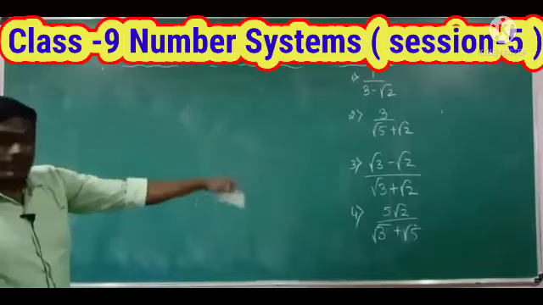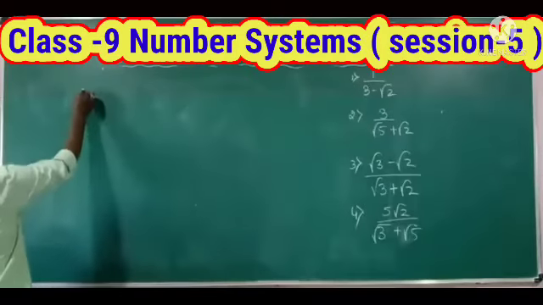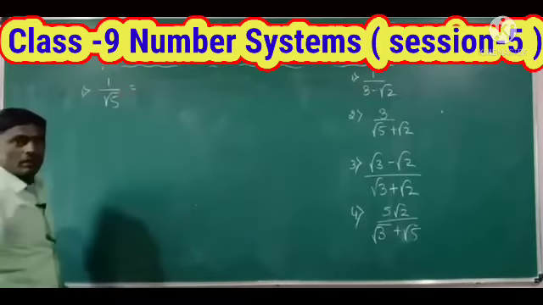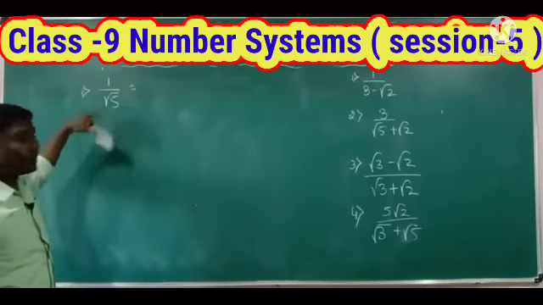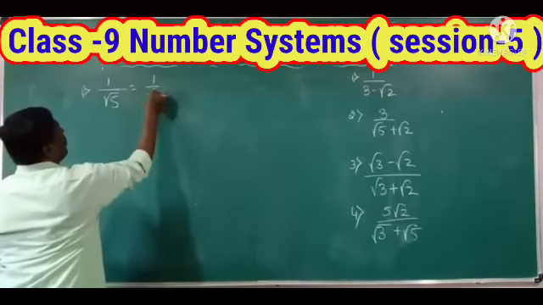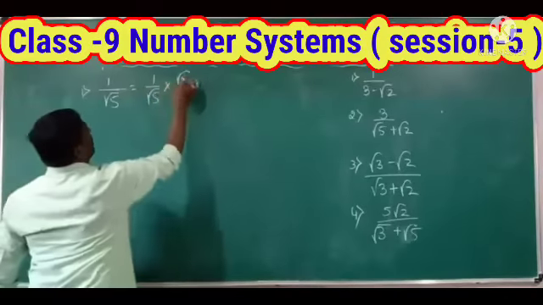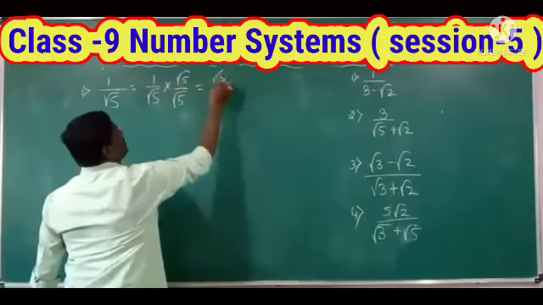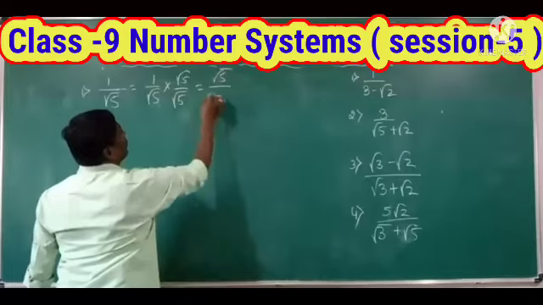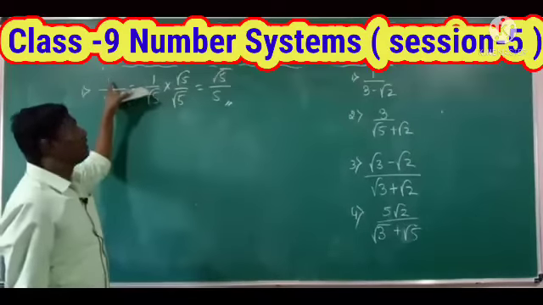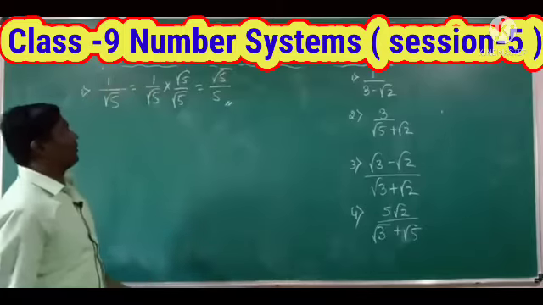Before solving these 4 questions, I will take one more example. 1 by root 5. How do you rationalize here? You multiply root 5 for both numerator and denominator. Root 5 into root 5. 1 into root 5 is root 5, divided by root 5 into root 5, which is 5. So this is the rationalized form of 1 by root 5.